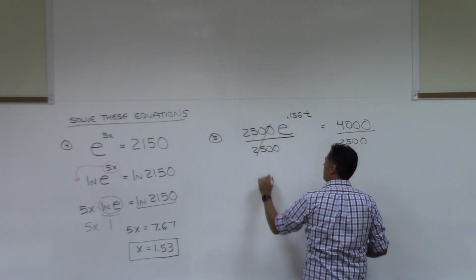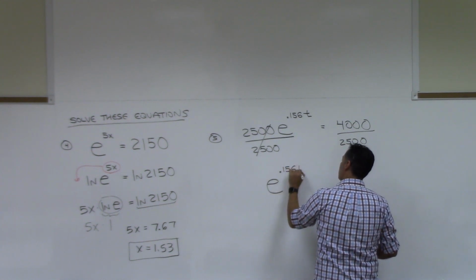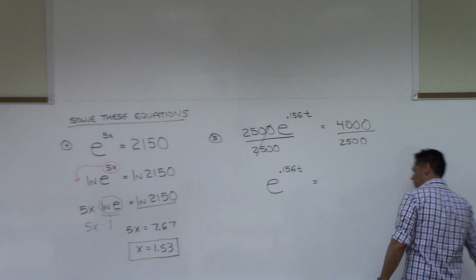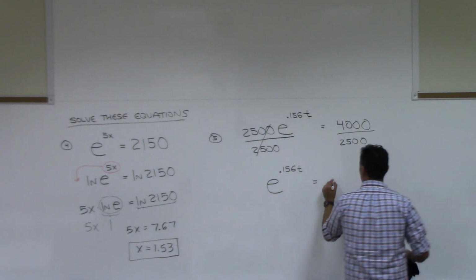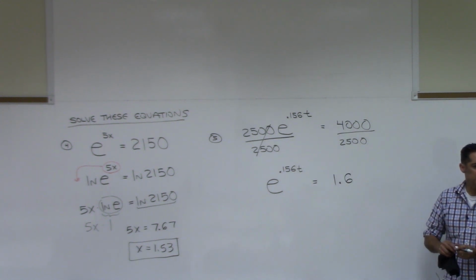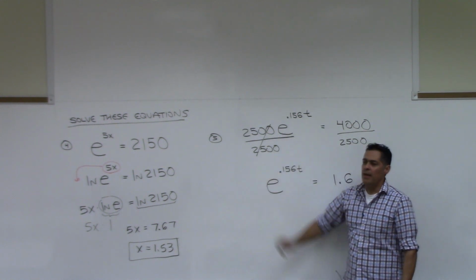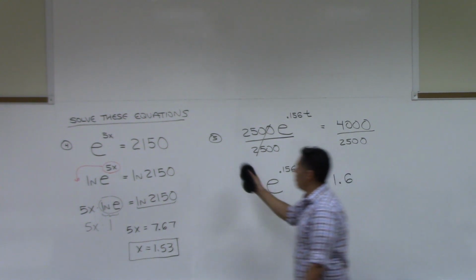This goes away. This gives you e to the 0.156t equals, over here, calculator, answer? 1.6. It's just 1.6? Okay, great. 1.6. All right, so I divided that by that, boom. These went away. Now, can you bring in a log? Yes. I'm going to continue this work over here.